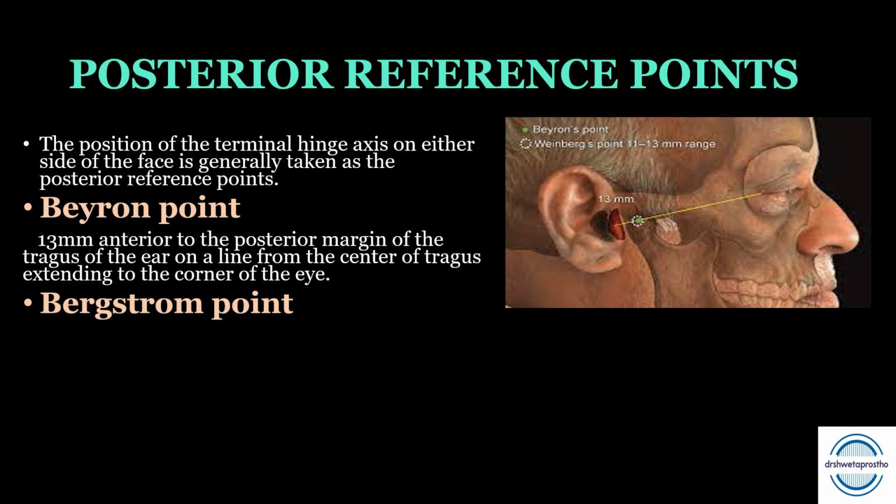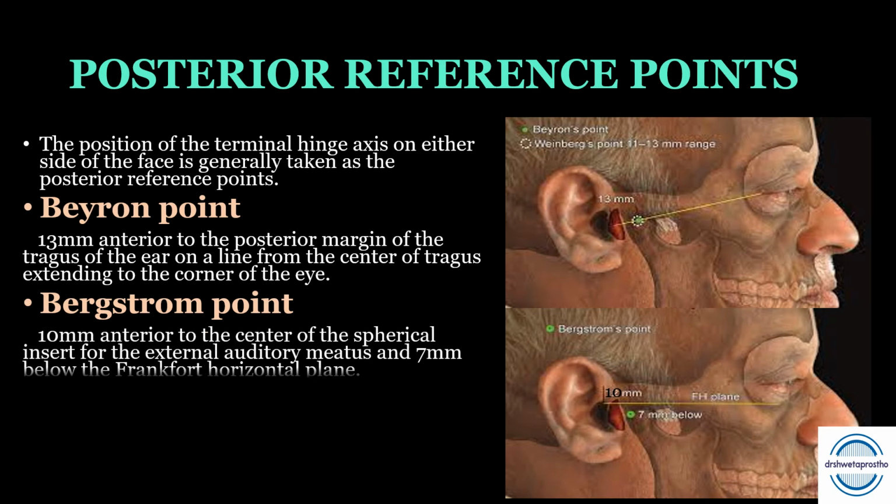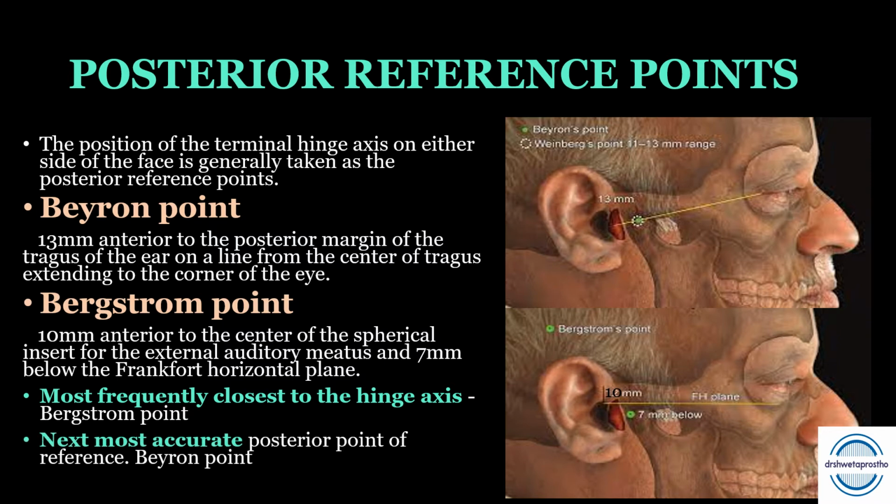If a line is drawn from the center of the spherical insert of the external auditory meatus to the orbitale, it represents the FH plane. So a point which is 10 mm anterior to it and 7 mm below the FH plane represents the Bergstrom's point. According to the studies, this Bergstrom point is found to be the most frequently closest to the hinge axis, and second most closest is the Beyron's point. These points are often asked as multiple choice questions, and Beyron point is commonly asked in the viva also.